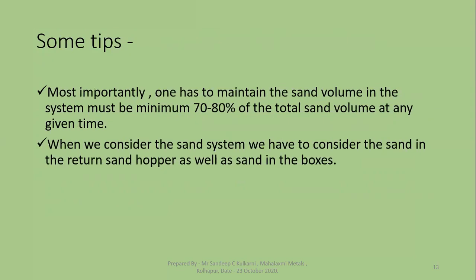Some important tips. More importantly, one has to maintain the sand volume in the system at always 70 to 80% of total sand volume at any given time. So you have a requirement of 75 tons of sand volume in the system. You should always have more than 55 to 60 tons of sand in the system at any given time. It should not be less than that. So you have to keep adding sand from the leakages. You have to reduce your leakages from the sand plant or sand system to maintain that capacity, which is very important. When we consider the sand system, we have to consider the sand in the return sand hopper as well as the sand in the boxes.